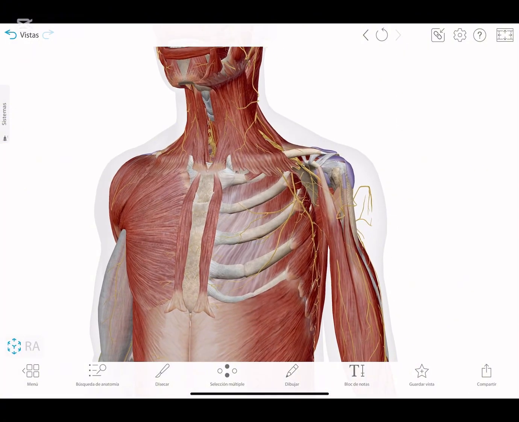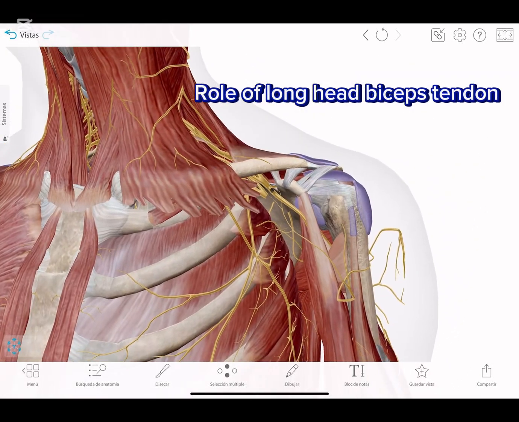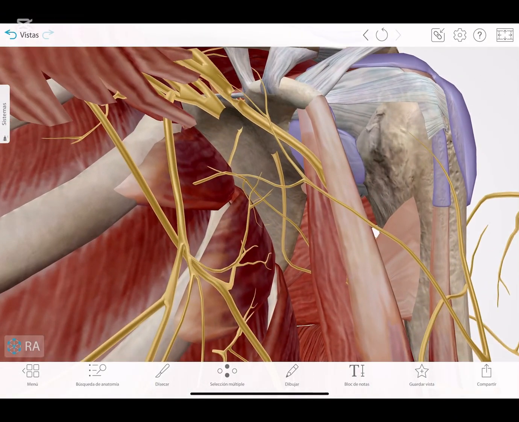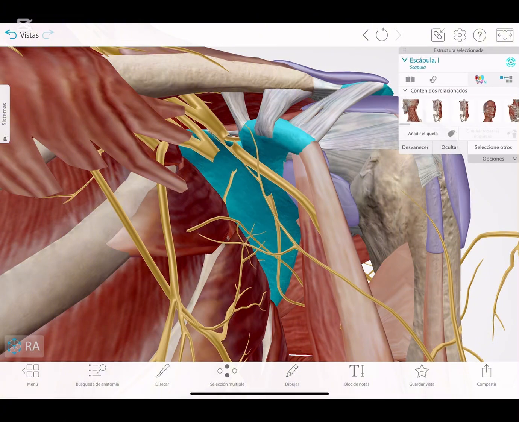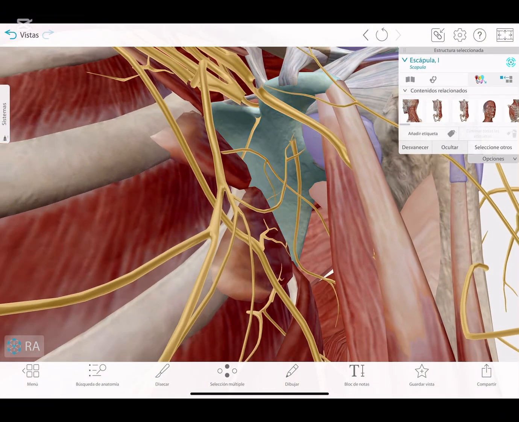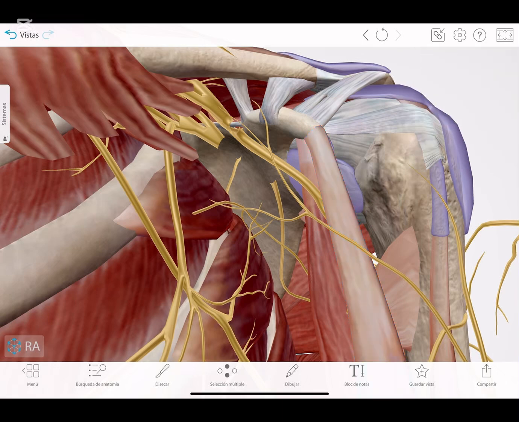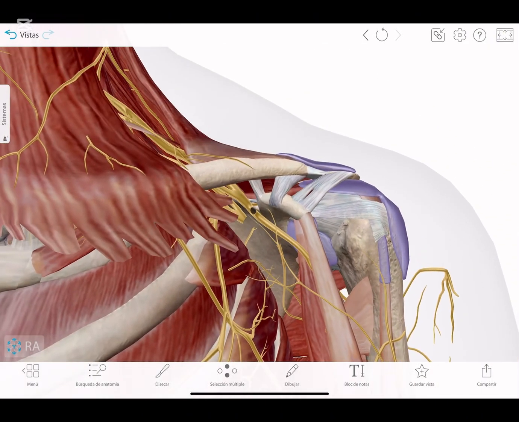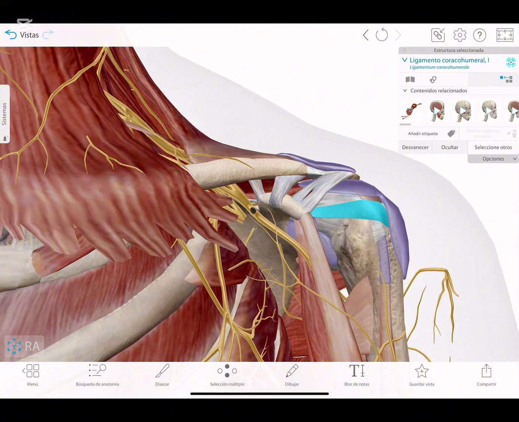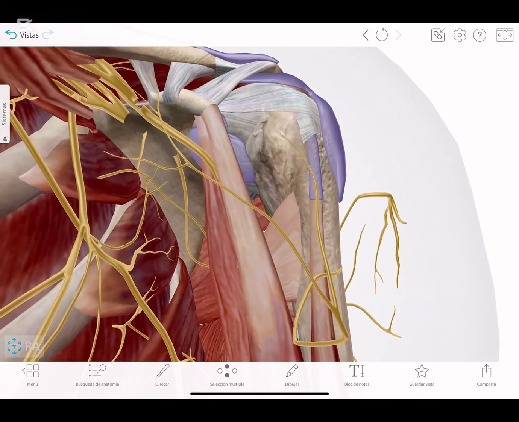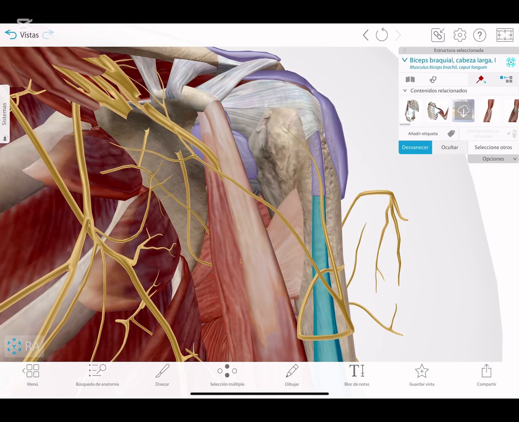Role of the biceps tendon. So we have the scapula with the coracoid process, and with the short head of the biceps. But now we're going to focus on the long head of the biceps tendon, attached to the superior labrum.